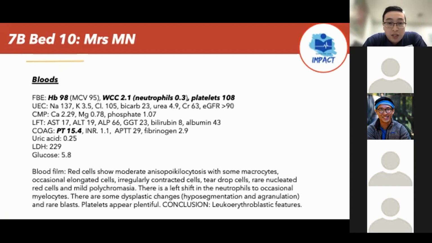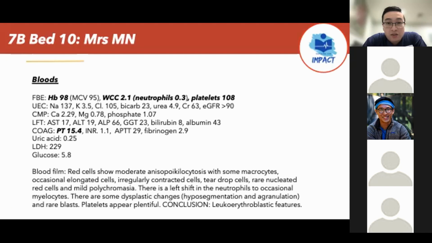So you do a set of routine bloods, and this is what you find. She's pancytopenic, so she's anemic with a hemoglobin of 98, and it is a normocytic anemia. The MCV is within the reference range. She's neutropenic, and she's also thrombocytopenic as well. Her other bloods are otherwise unremarkable.